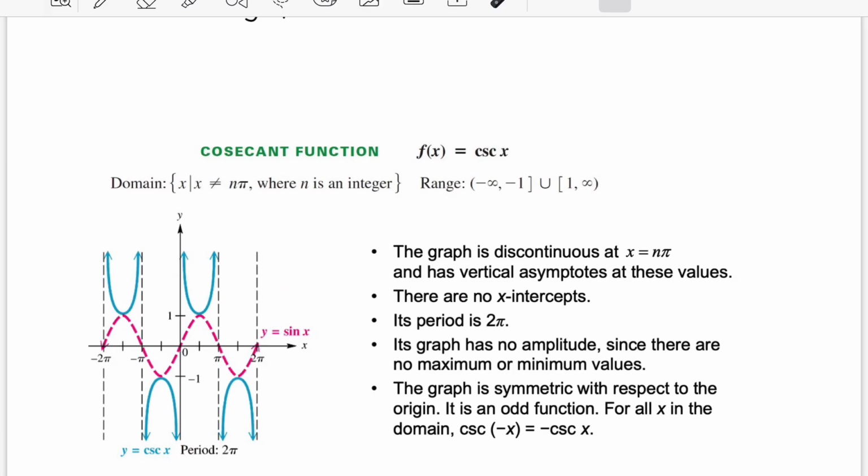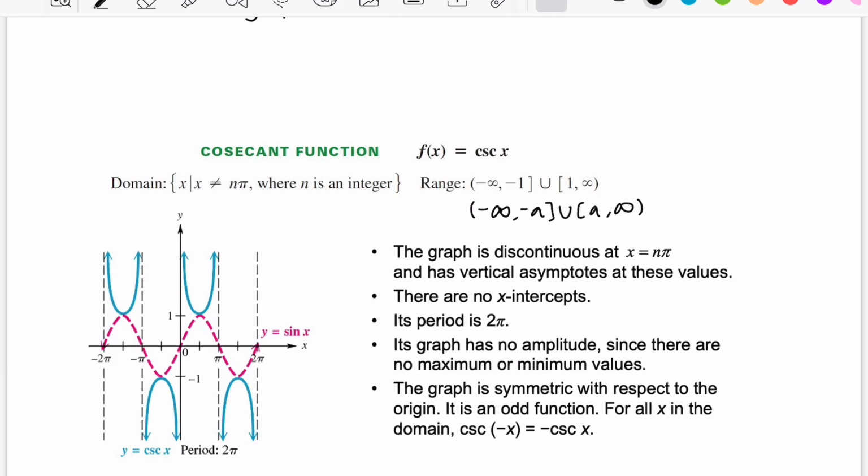So notice we have our sine graph here in pink and our cosecant graph here in blue. So as we'll see in the next several examples, we're actually going to be using the graph of sine x to graph our cosecant function. Also something to note here that the range is going to be -infinity up to -1. In this case, that is our amplitude for our function, which we represented with A in our past videos.